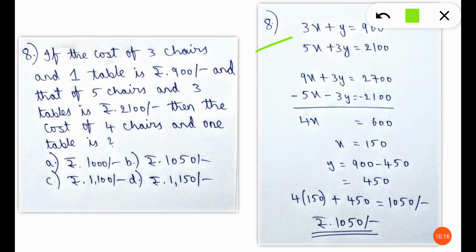Multiply equation 1 with 3, we get 3 threes are 9x plus 3y equal to 3 into 900, 2700. And subtract equation 2, minus 5x minus 3y minus 2100. We get 4x equal to 600 and the value of one chair x equal to 150. Substitute this 150 in equation 1, we get one table value, y equal to 450 rupees. They asked to identify the value of 4 chairs and 1 table. So 4 into x plus y. X value is 150, y value is 450. So we get 1050. Option B is the right answer.